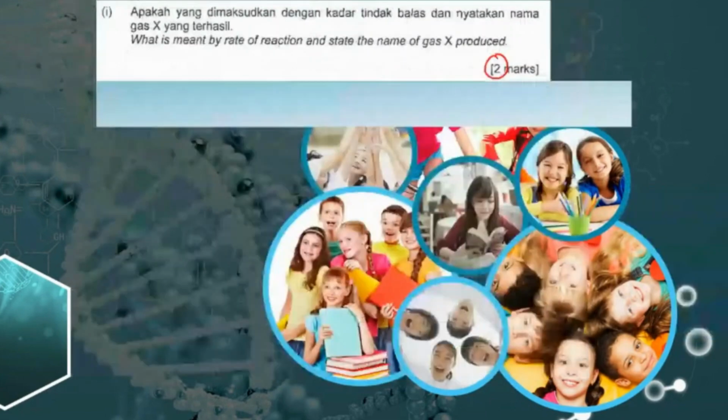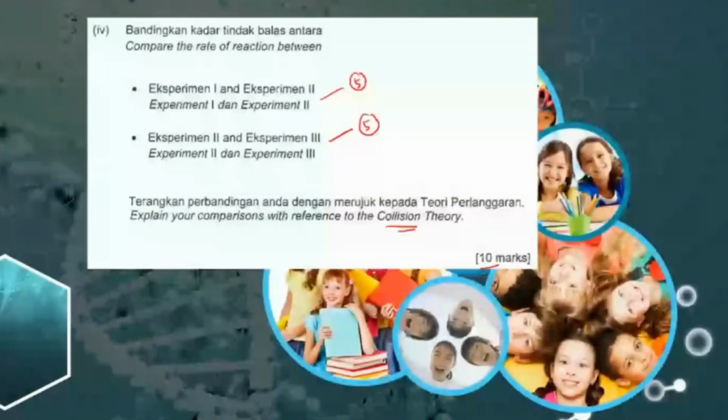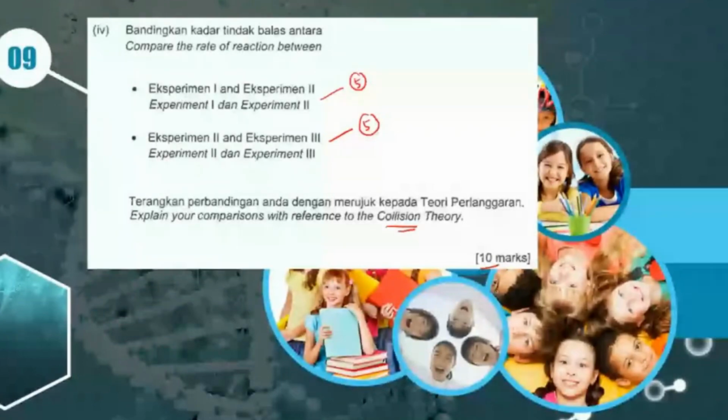Now I would like you to try to write the comparisons using the collision theory. The clue is you can do it like this: experiment 1 and 2, 5 points; experiment 2 and 3, then another 5 points. I let you try first. You can refer to the notes in our class, and based on that you can write the points correctly. So 10 marks. For your school exam you have to get ready. In SPM also the same actually. So you try to write the points. Afterwards, we check together.